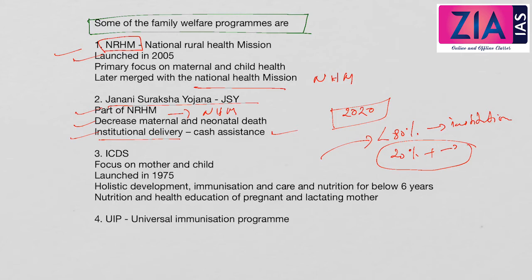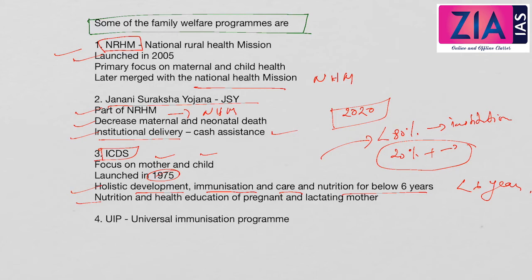Third one is ICDS. ICDS, we know, is the Integrated Child Development Services. In this program, focus was given on the mother and the child. It was launched in 1975. Holistic development was given importance. Immunization and vaccination were given importance. And care and nutrition of children below 6 years was also given importance. Nutrition and health education of pregnant and lactating mothers were also focused upon.